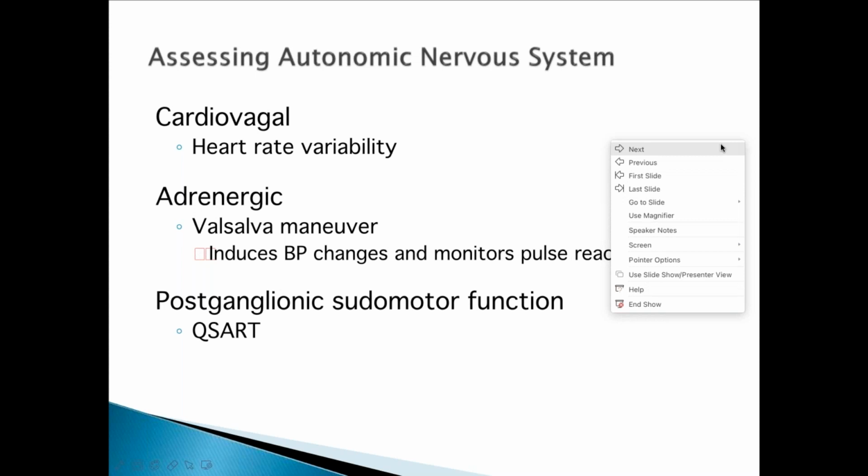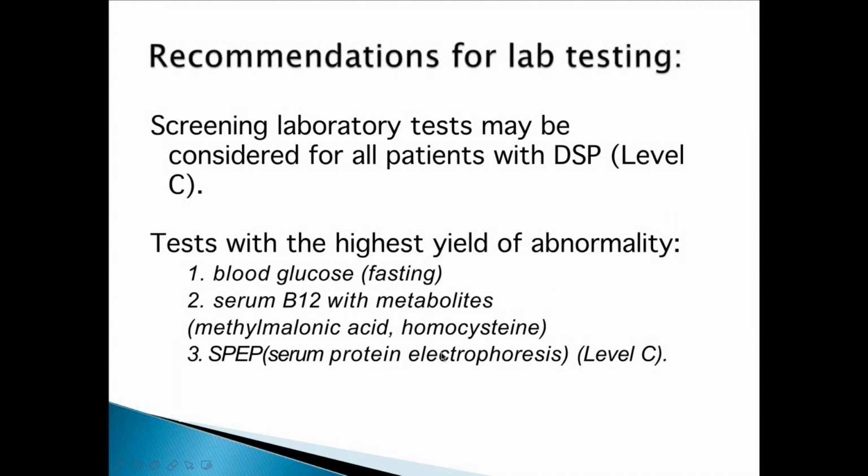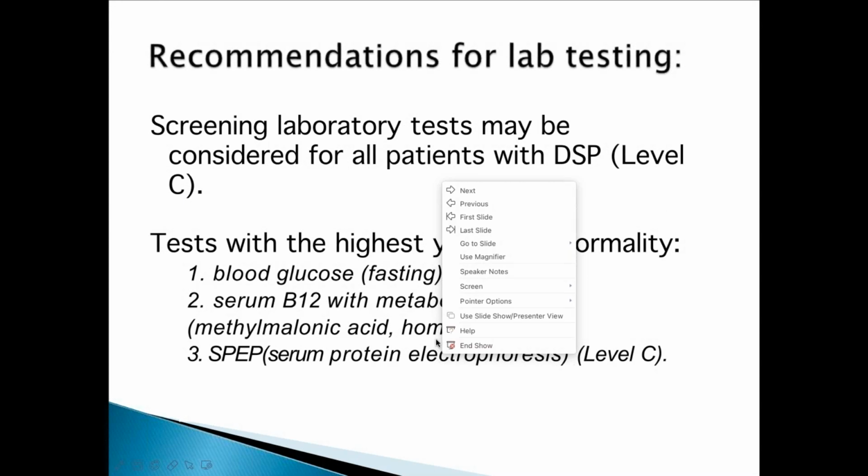Lab testing, now how do you proceed? I'll tell you three main things: diabetes, B12, and serum protein electrophoresis. These are the first three which should be in. However, there is a whole table. Look at the table. I will go slow.